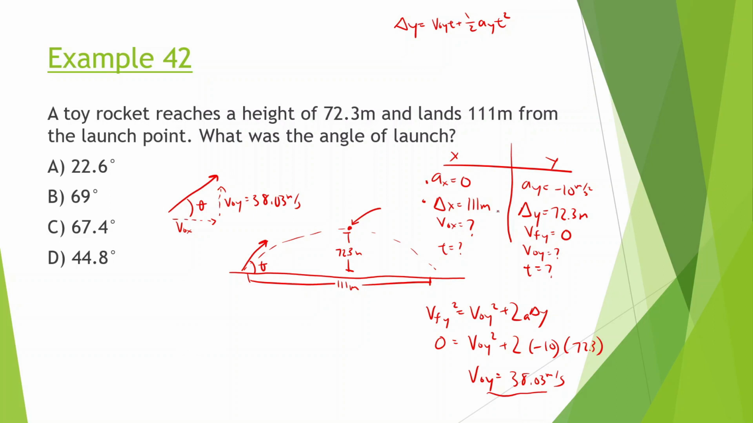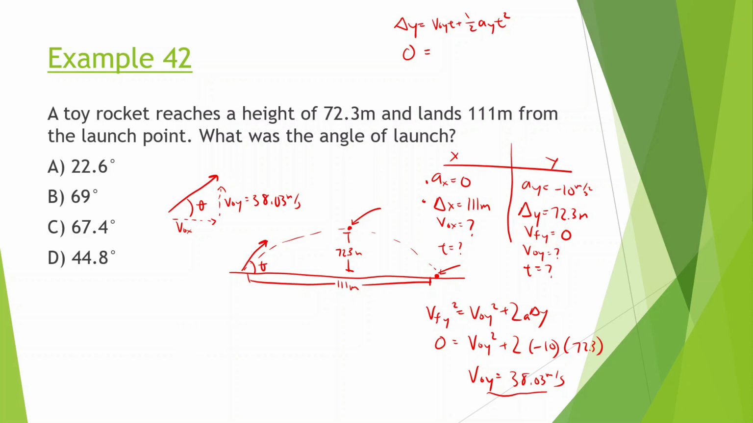There's a few things I could do. I could find the time it takes to get to the 72.3 mark, or I could find how long it takes to get back over here. And I'm going to find the time to go all the way over here. So I know at that point the displacement in the y is 0, because it started at this height and ended at the same height. So displacement in the y is 0.